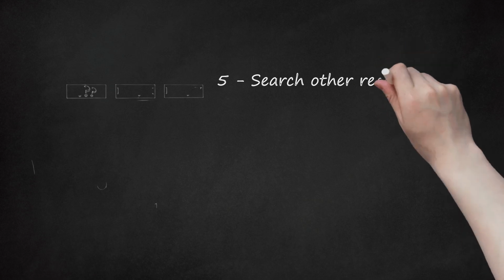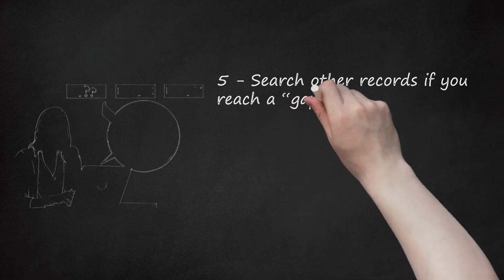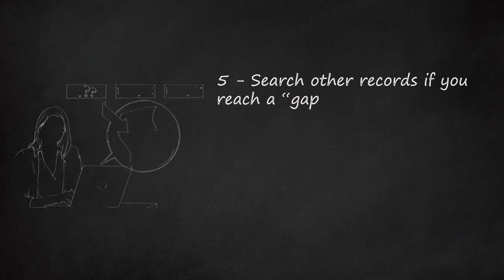5. Search other records if you reach a gap. A gap in the chain of title occurs when you find a deed where Party X transfers an interest in land to Party Y, but you can't find the source deed that gave land rights to Party X. This break in the chain of title causes a gap. You will have to look at other public documents to try and fill in the gap.